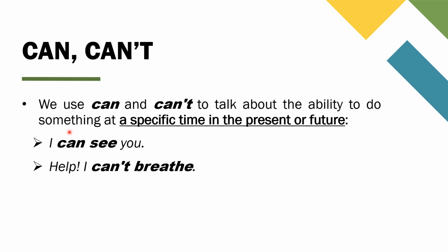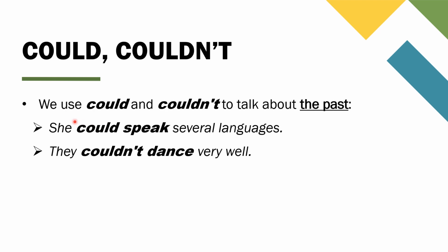We use can and can't to talk about the ability to do something at a specific time in the present or future. For example, I can see you. Help, I can't breathe. We use could and couldn't to talk about the past. For example, she could speak several languages. They couldn't dance very well.